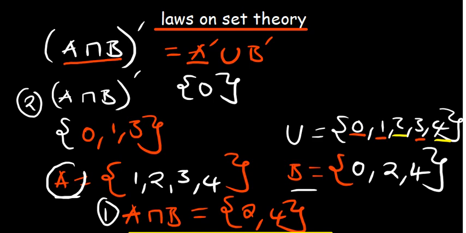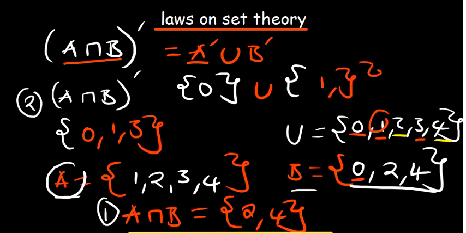So union, then on our right hand side, we have the aspect of B complement. For B complement, we're interested in the elements not in B, but within the universal set. So if you exclude 0, 2, and 4 from the universal set, what is going to remain is 1 and 3. So we have 1 and 3.